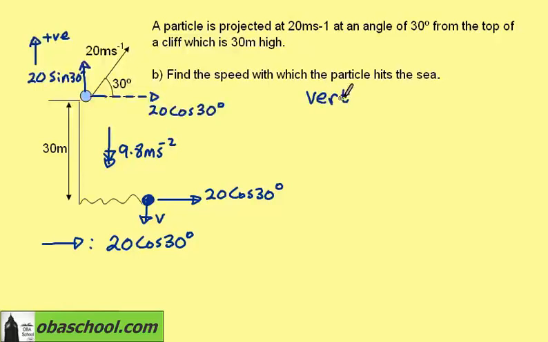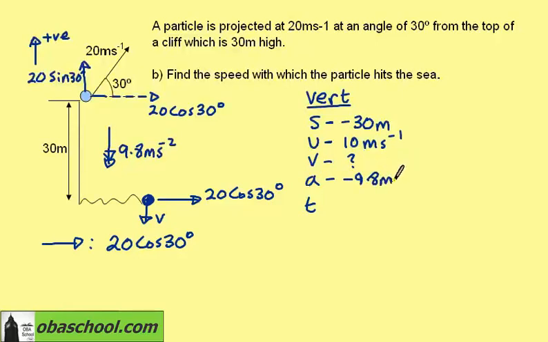So considering the vertical motion, collecting our information as usual using SUVAT, we know it hits the sea 30 meters below projection. The initial velocity is 10 meters per second upwards, so this is positive. We want the final velocity, and gravity is minus 9.8 meters per second squared.